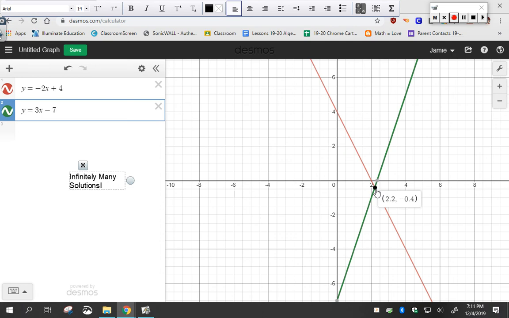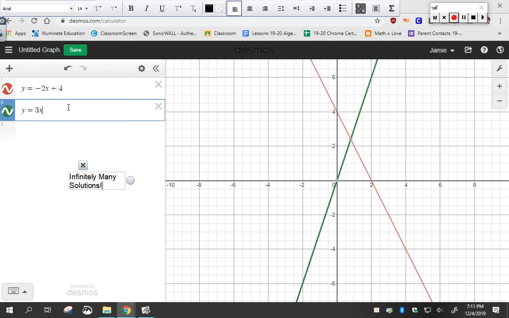But what if I change this negative 7 to positive 4? What if they have the same y-intercept and different slopes? If they have the same y-intercept and different slopes, then guess where they intersect? At the y-intercept, which means when you go to solve these algebraically, you already know what y is. y is going to be 4. Actually, you already know what x is, because x should be 0. If they have the same y-intercept, their solution is the y-intercept. You shouldn't even have to work that out. Yay! Okay.